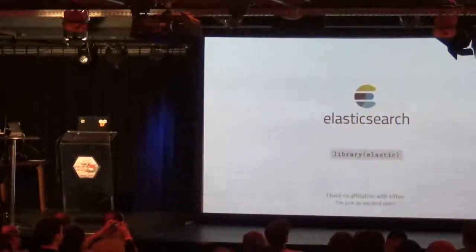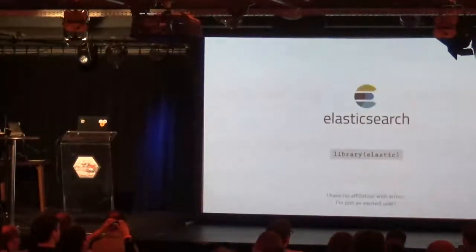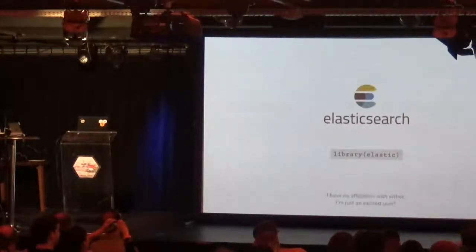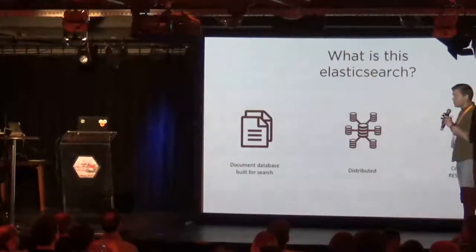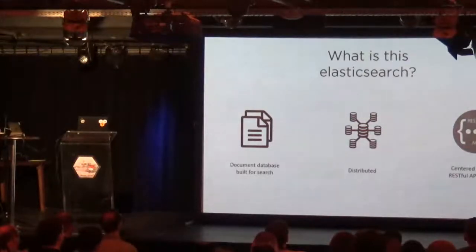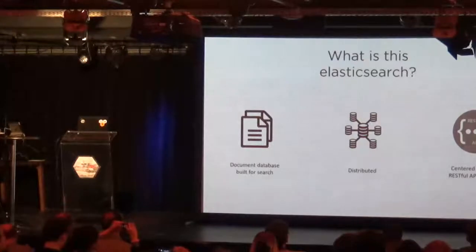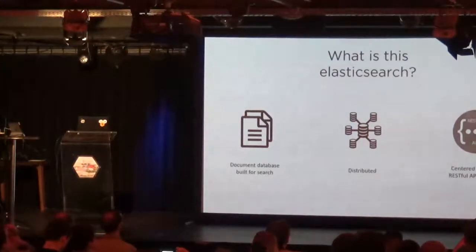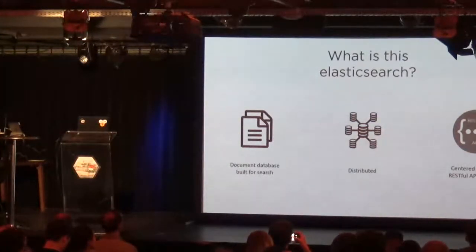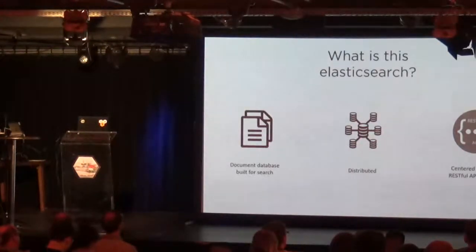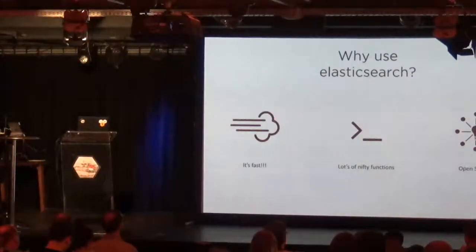So, Elasticsearch is a search engine. It's a document search database built for search. The clue is in the name. It's distributed, so it's very easy to scale, it's extremely fast, and it's centered around a RESTful API that you can call like any other RESTful API, which makes it extremely easy to work with as well, especially using the Elastic package.